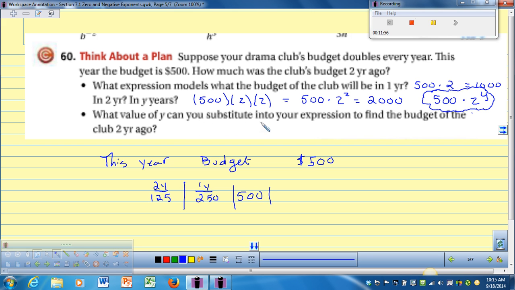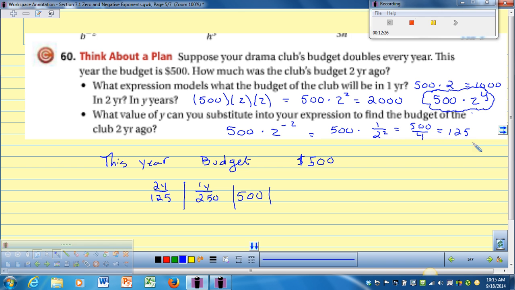What value can you substitute into your expression to find the budget of the club 2 years ago? So that would be 500 times 2 to the what? Negative 2, very good. 500 times 1 over 2 squared, or 500 divided by 4, and that's where we got that 125.